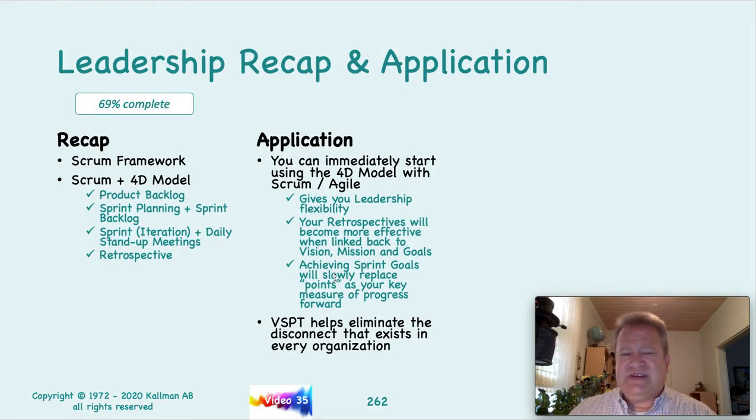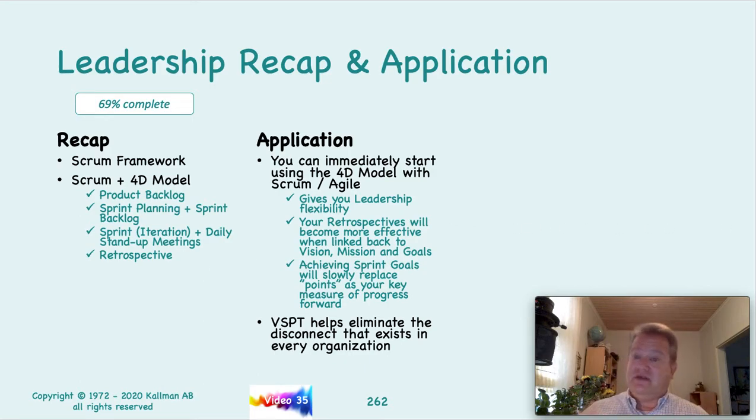So we're almost 70% complete. We talked about the Scrum Framework. We talked about the Scrum with the 4D model, how the product backlog is basically your definitions. Sprint planning and sprint backlog are your distilled agreement. Your sprint with your iteration and daily stand-up meetings, that's deliver. And then the retrospective is a key component of drive.